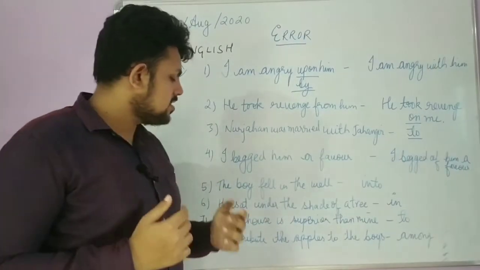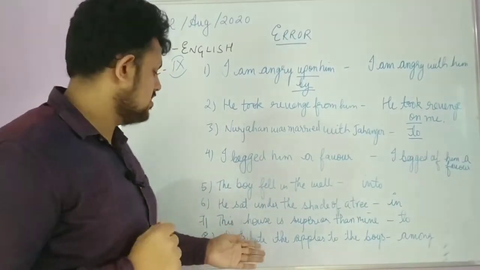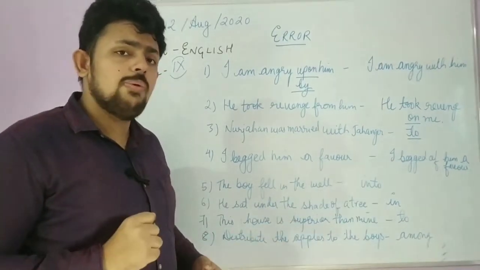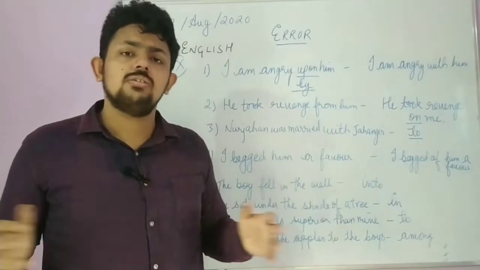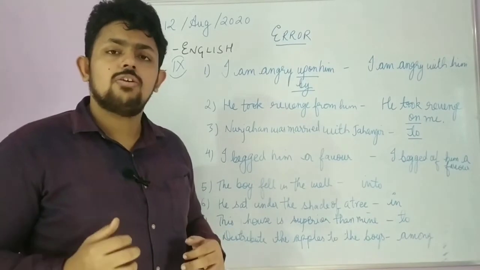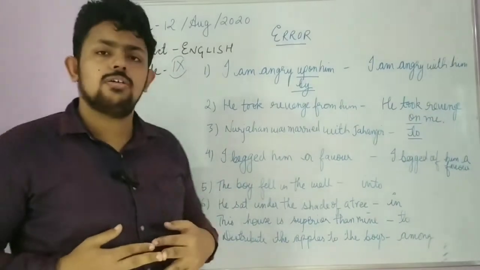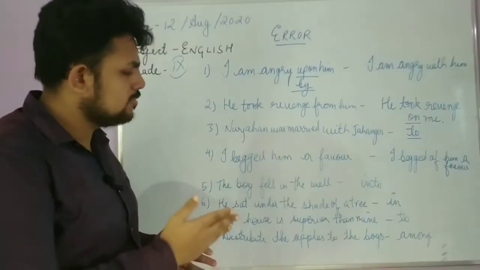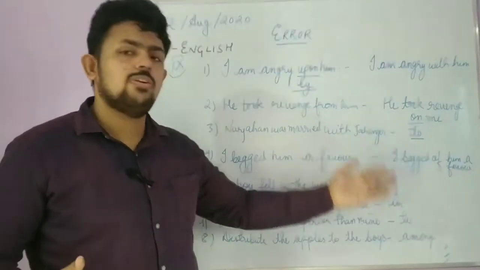Now see, distribute the apples to the boys. This we have discussed. Distribute the apples between the boys. So what will be here? Among the boys. When we are talking about a large number of people, we will use among. When we are talking about two particular persons, distribute this sweet between Rohan and Sohan, so we will use between. When we are talking about a group of people, we will use among.